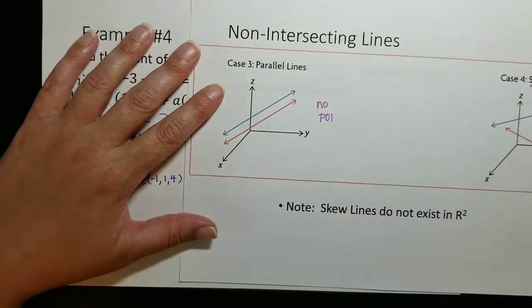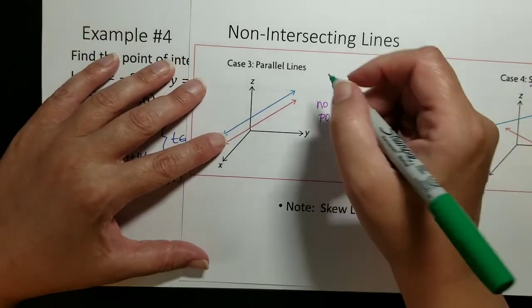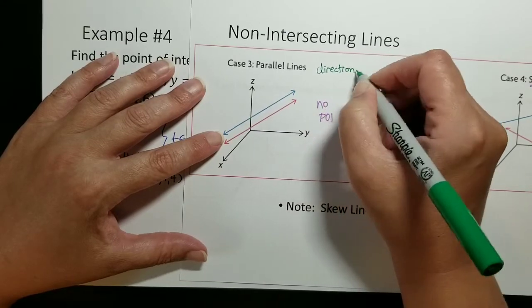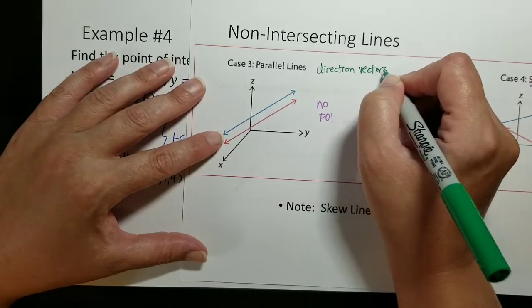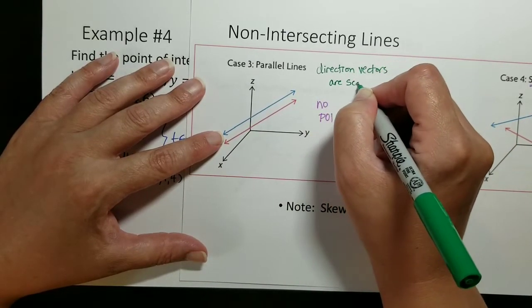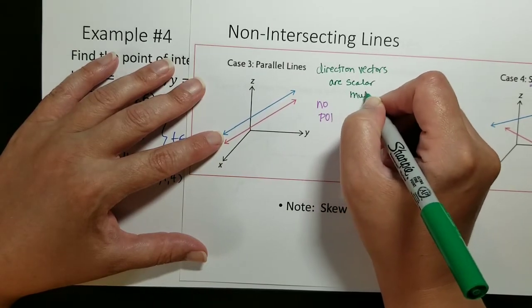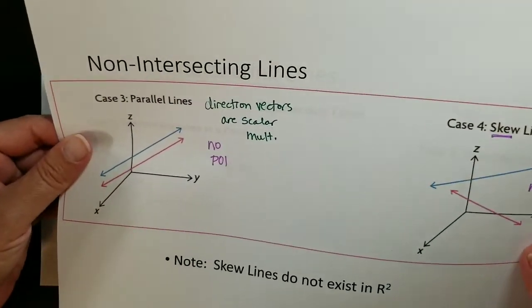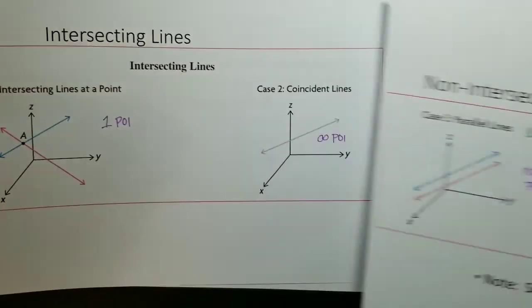So in this one, with the parallel lines, you would have direction vectors that are scalar multiples, and this can save you a little bit of work.